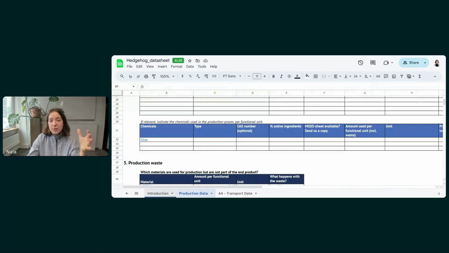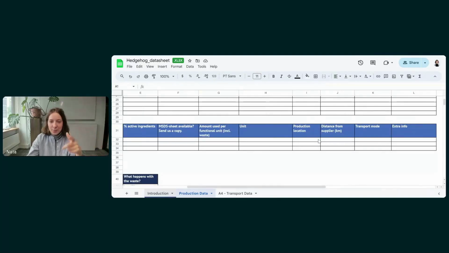We also like to have a list of all the chemicals that are involved in the production of the product per functional unit, and we also like to have their type and CAS number, and maybe a material safety data sheet if it's available, as well as the percentage of active ingredients in the chemical, and the amount used per functional unit again. And not forgetting about the transport. So the chemical is produced, what the distance is to the manufacturing facility from the supplier, and how exactly it is transported there, by ship, by truck, etc.